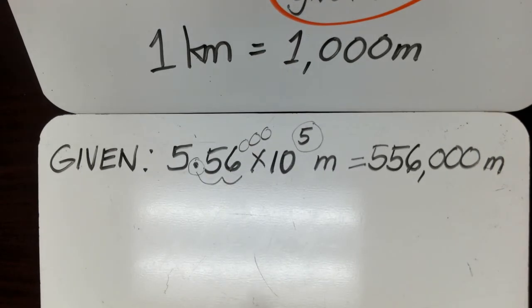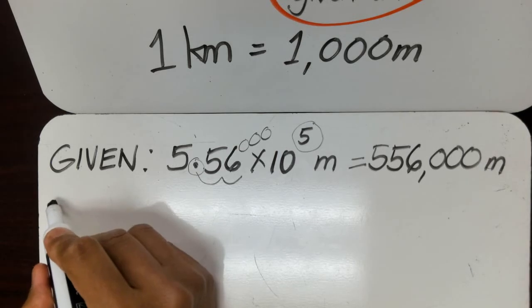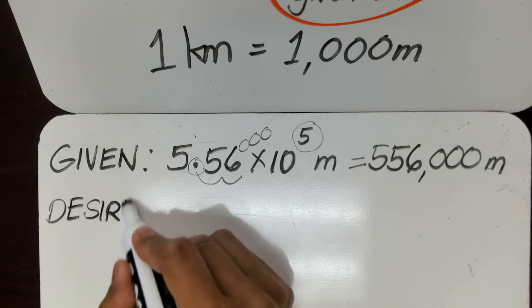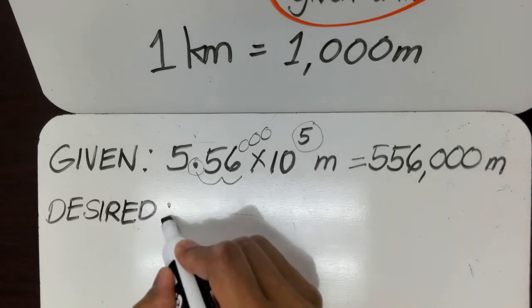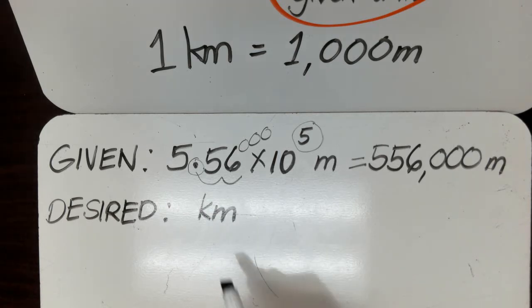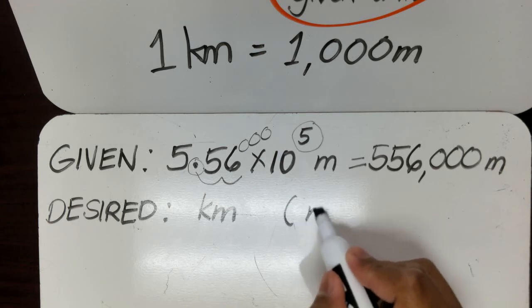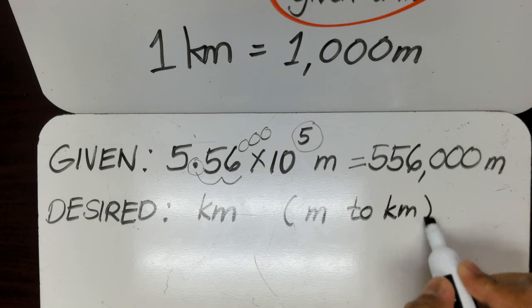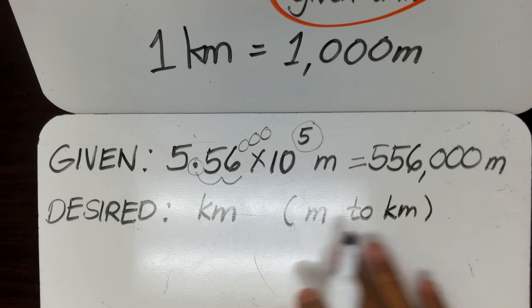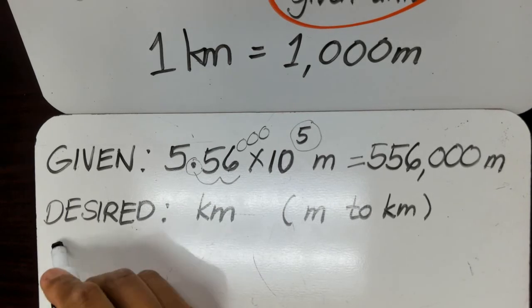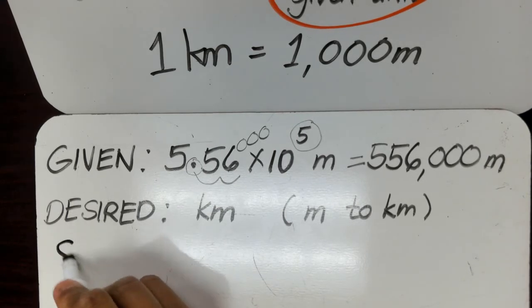Yes? Okay. Now, what's the desired unit? The desired unit is what is required in the problem. It has to be that the final answer will be in kilometers. So the conversion is from your meter, it will be converted to kilometers. So it's clear for us now what our goal is. Now it's time for us to solve our problem.